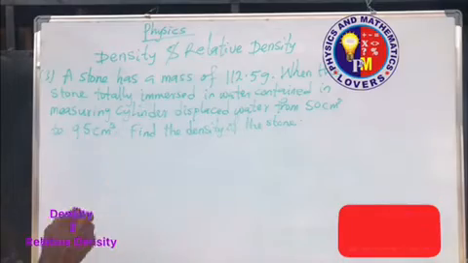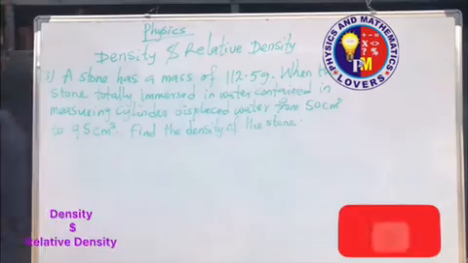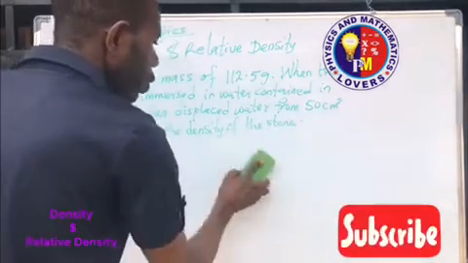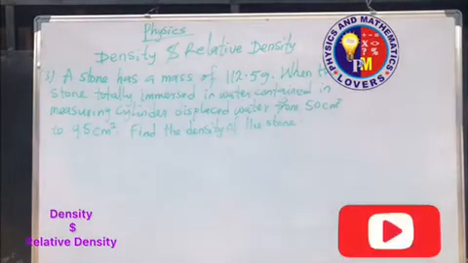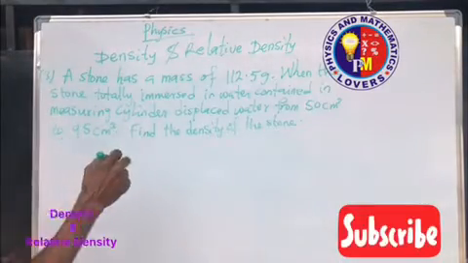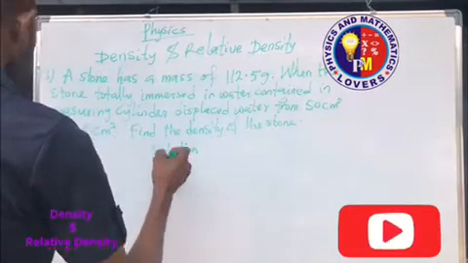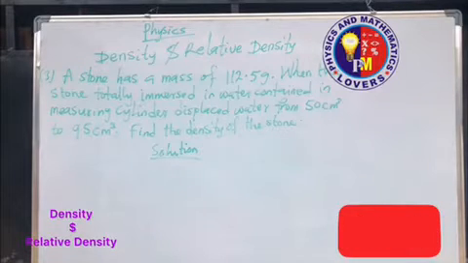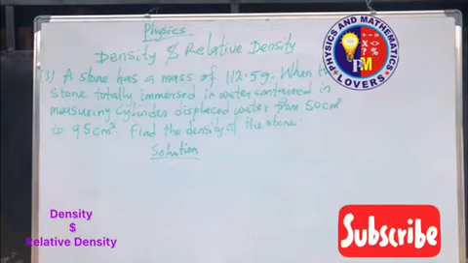So from my illustration, while I was telling you how we can determine the density of an irregular solid. Now, a stone is an irregular solid whose volume you cannot determine by calculation. So what you do is use the displacement method. Now let's go to the solution. State your given parameters. We have the mass of the stone.